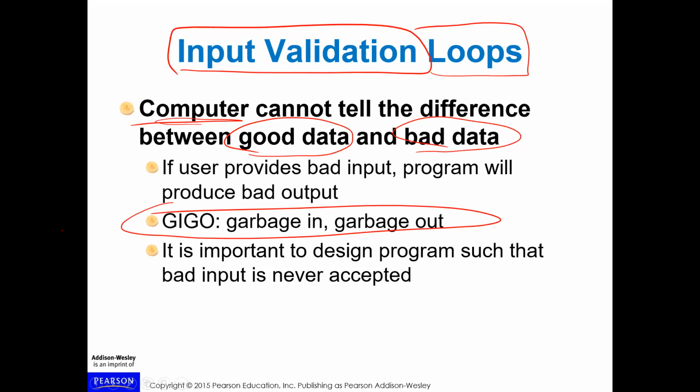You'll see that term quite a bit. If you don't know the data that you're entering, the program will process whatever you give it, right? Because it's not smart. It's not a person. And so there's this phrase, garbage in, garbage out, and it just implies that you need to make sure the inputs are not garbage, but actually good inputs. So it is important to design a program such that that input is never accepted, right?